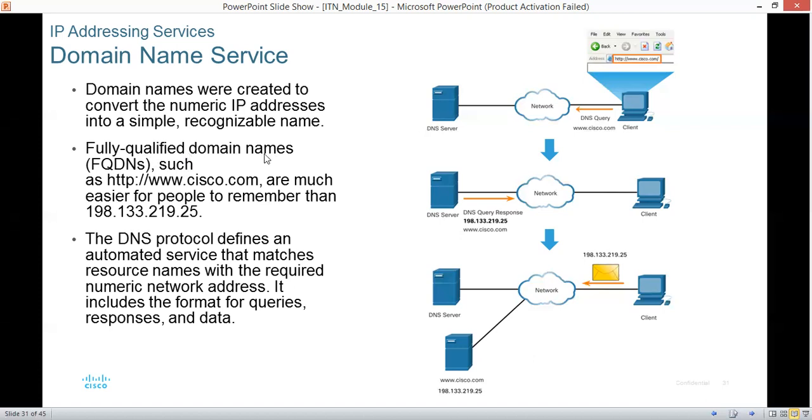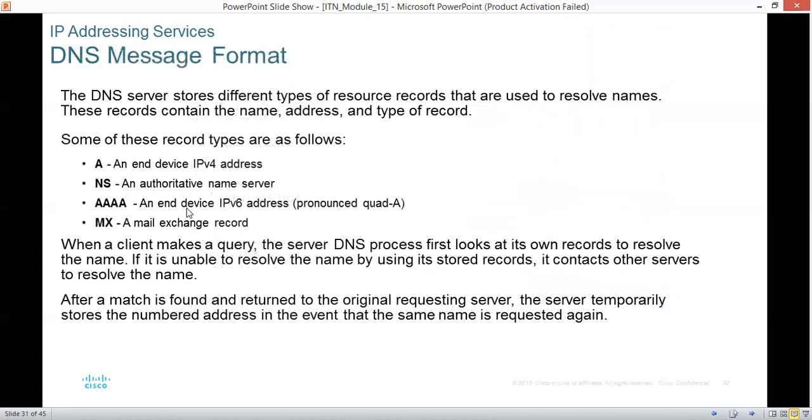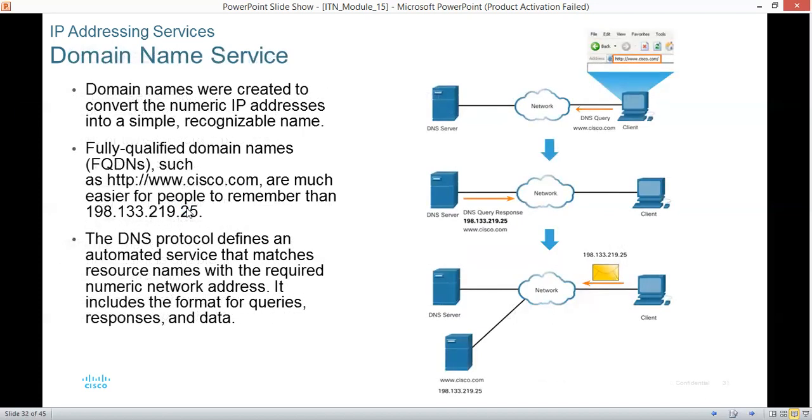So fully qualified domain names, such as Cisco.com, are much easier for people to remember than the IP address. So this is like an IP address for Cisco. So if you type 198.133.219.25, it's expected that you get Cisco.com. So which will you prefer? Will you prefer Cisco.com or this IP address? Of course, it's obvious that most of us will not remember this IP address, but we always remember Cisco.com. And that's the essence of the domain name service.